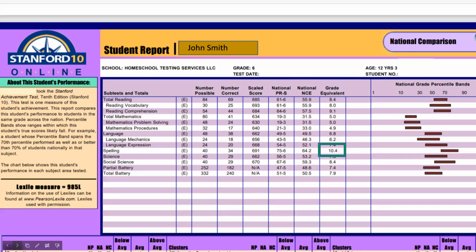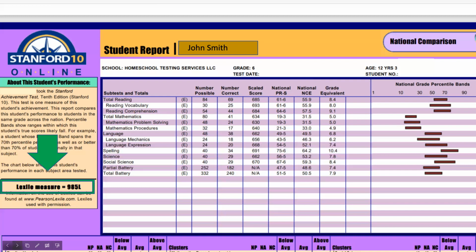John's grade equivalent for spelling is 10.4. John was in 6th grade when he took the test. 10.4 translates to 10th grade 4th month. We would not place John in 10th grade, but a 10th grader would score as well as John on this spelling subtest.